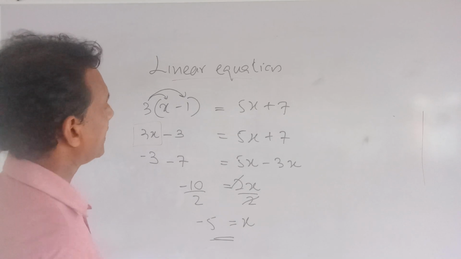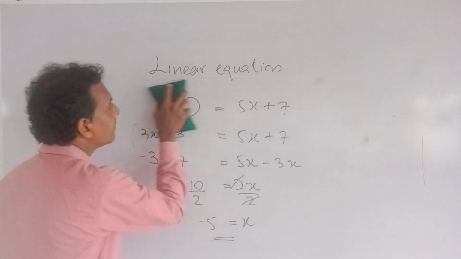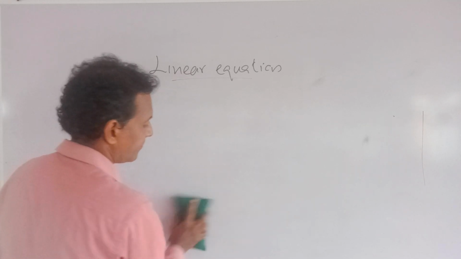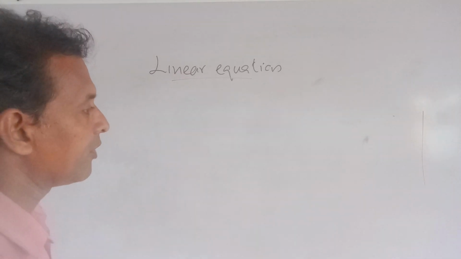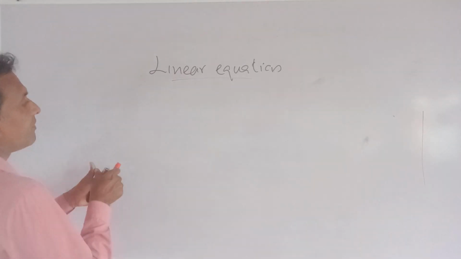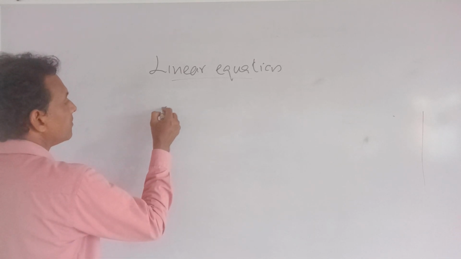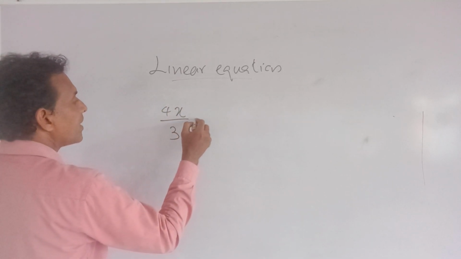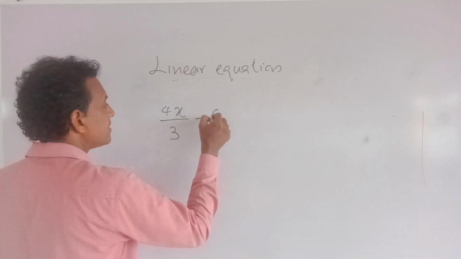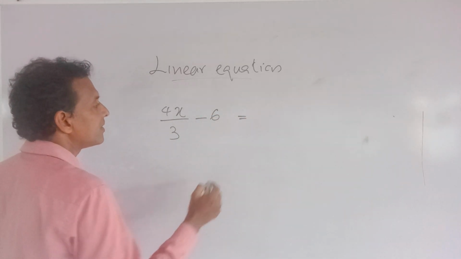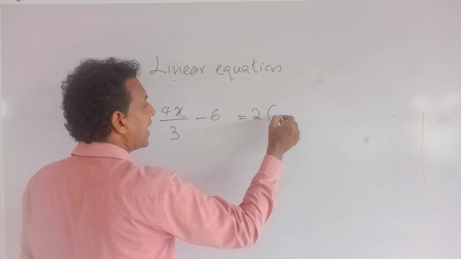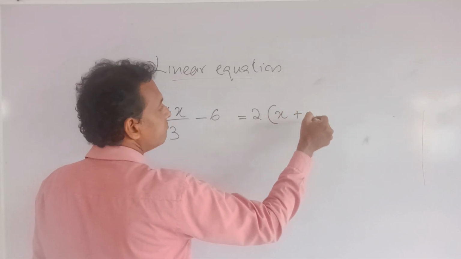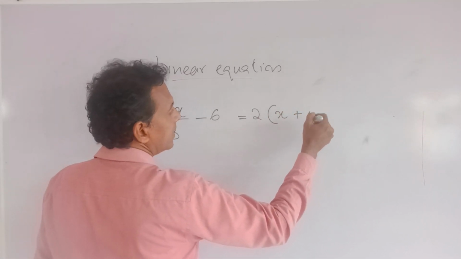Now I'll take another example where you have a denominator as well. Right? Where we have a denominator as well. Say we have 4x divided by 3 minus 6 equals, say, 2 times (x plus, say, I take 2 here).